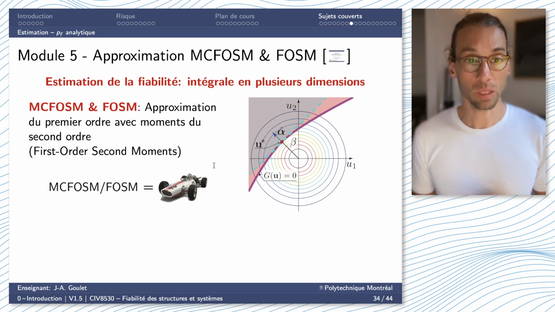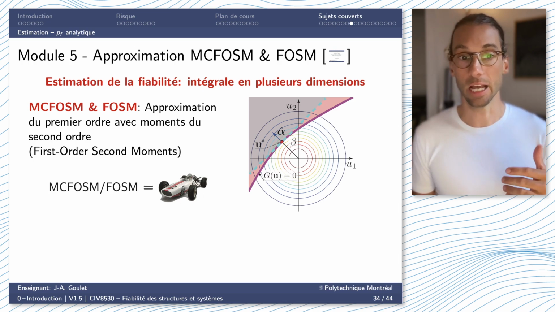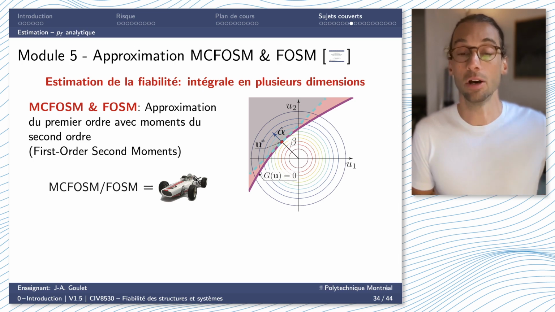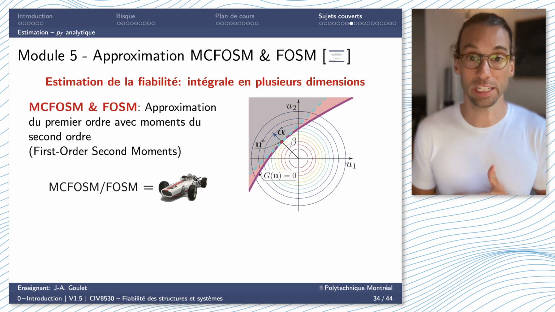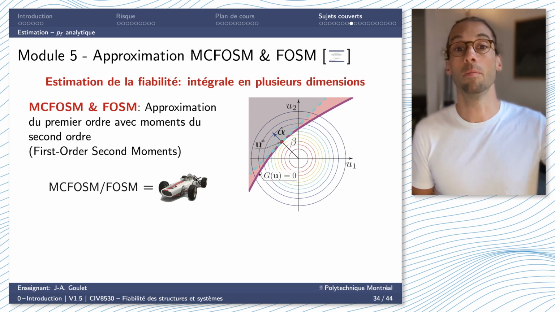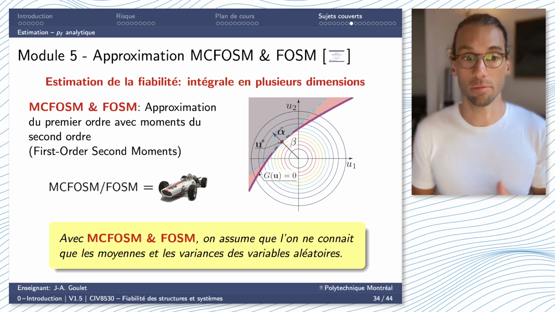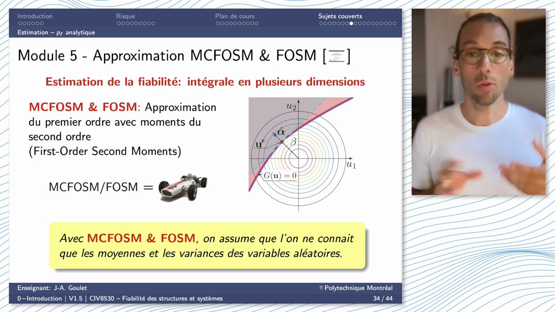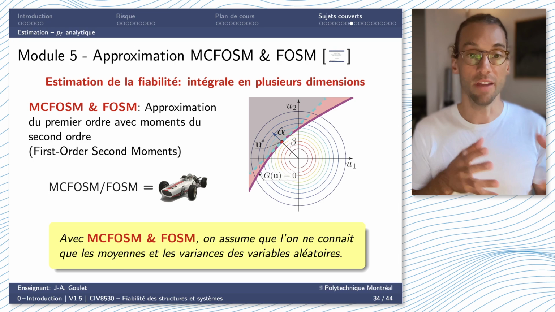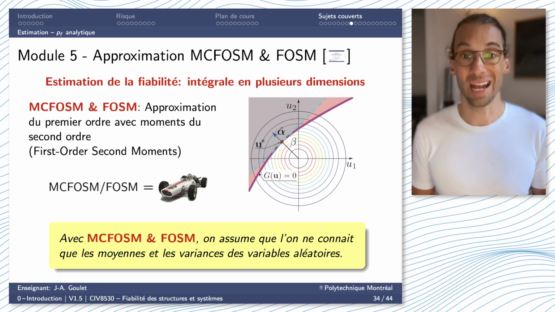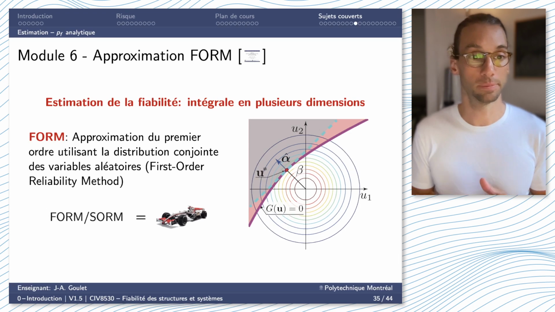Okay. But why are we seeing a method that is not deemed state of the art? It is because these basic methods are behind all the more advanced methods we're going to see next. So it's really important to understand those, to see where the more accurate methods come from. With those two methods, we assume that we only know the mean and variances associated with our random variable. We're not really going to consider their entire distribution. And that's why these are no longer state of the art.